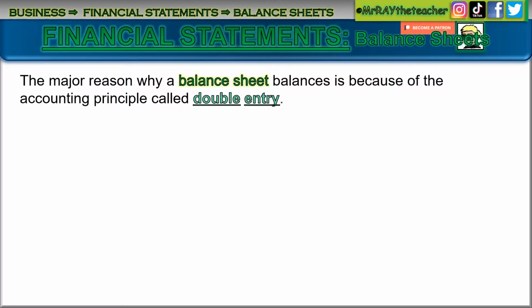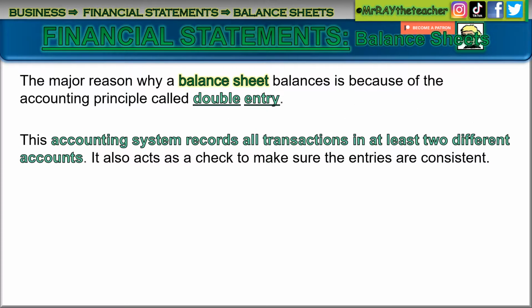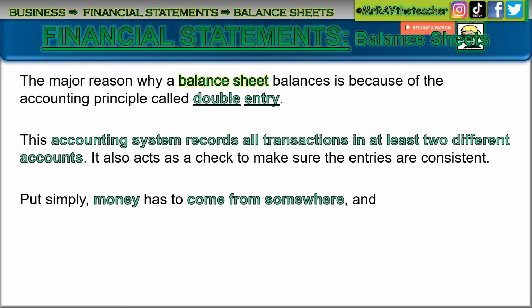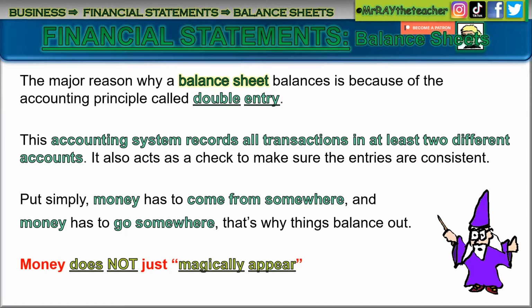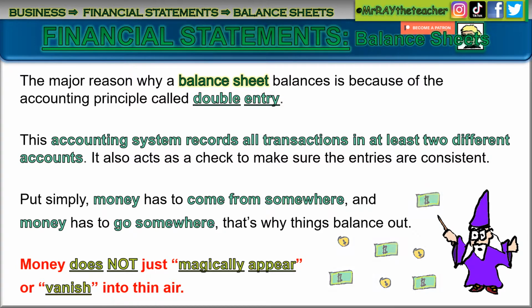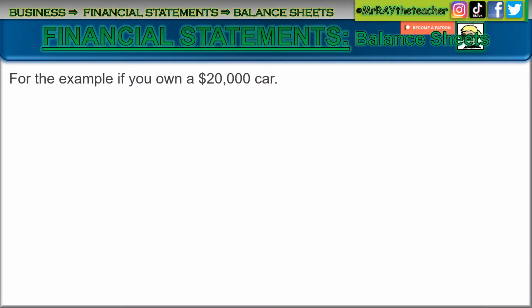Next one, the main reason why a balance sheet balances is because of the accounting principle called double entry. So this accounting system records all transactions in at least two different accounts and also acts as a check to make sure the entries are consistent. Put simply, money has to come from somewhere and money has to go somewhere. And that's why things balance out. Money just doesn't magically appear. See my little wizard guy here? And it doesn't just vanish into thin air. Right? If it's like that, probably someone's taking money out or something suspicious. Got to check on that.